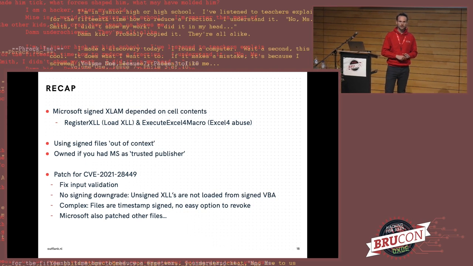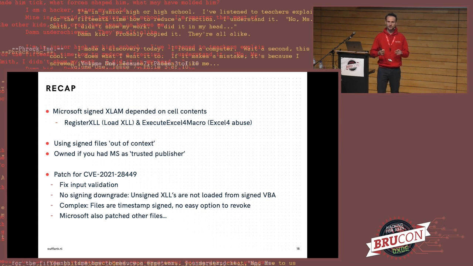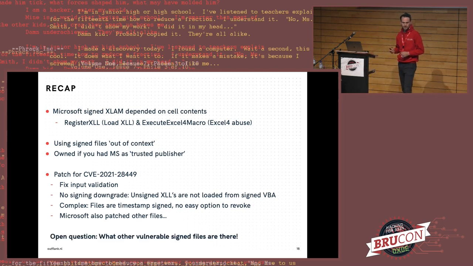But during the patch, Microsoft did more. They patched not only this specific file, they also changed and patched other files. So the problem might be much bigger. And this is where our story continued. So what other vulnerable signed files are there? And what other potential insecure coding practices were used there?